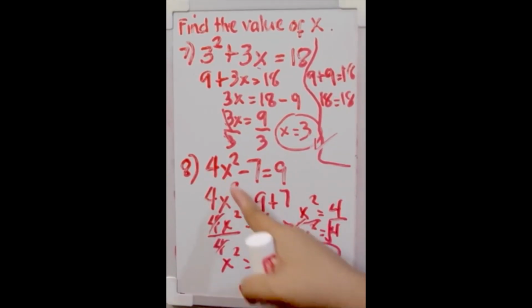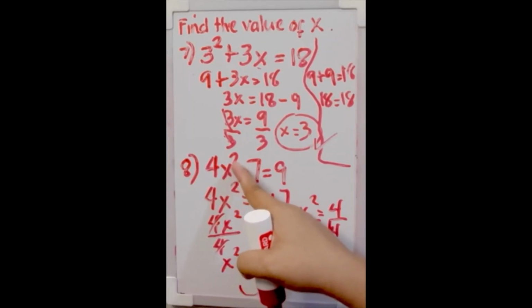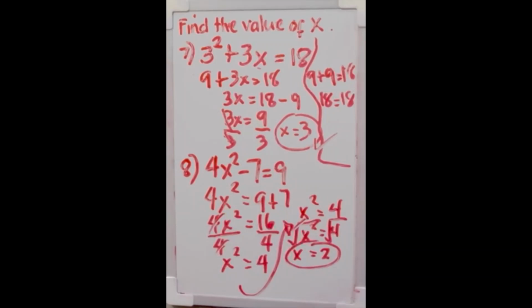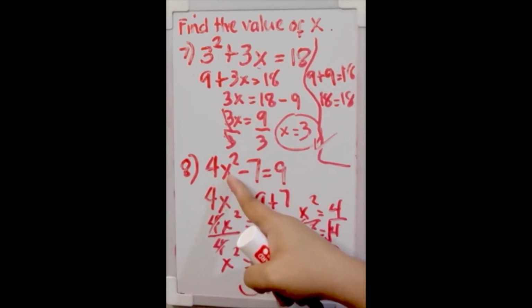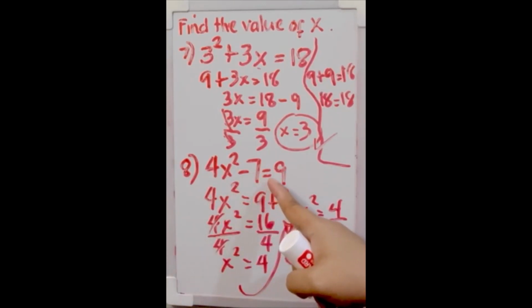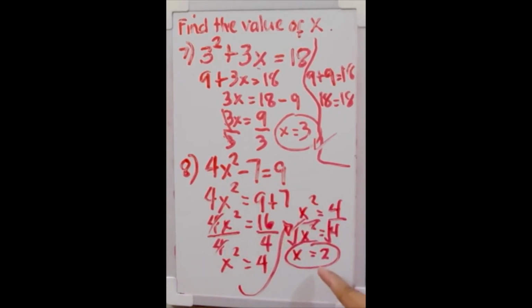So replacing x with 2, that is 2 squared. So when you just compute in your mind, 2 squared is 4. So 4 times 4 is 16. And 16 minus 7 is equal to 9. So therefore, your answer here is correct.